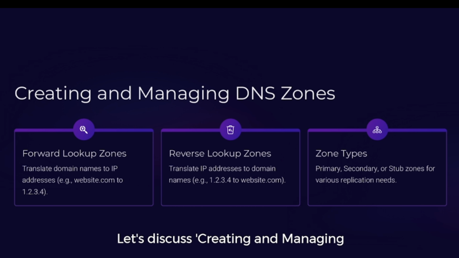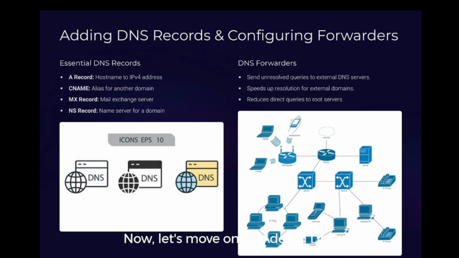Let's discuss creating and managing DNS zones. We have forward lookup zones, which translate domain names to IP addresses, and reverse lookup zones, which translate IP addresses to domain names. Zone types include primary, secondary, and stub zones for various replication needs. Now let's move on to adding DNS records and configuring forwarders.